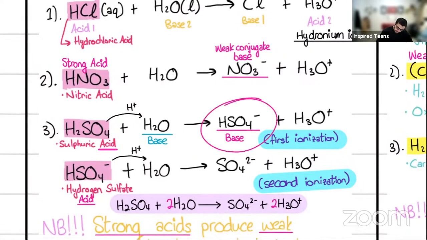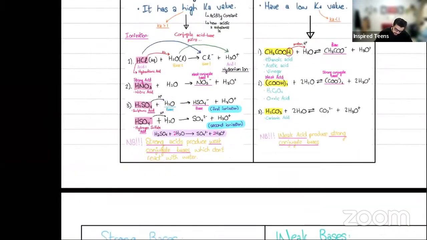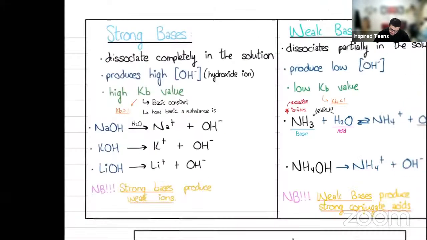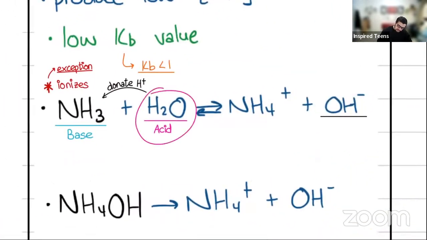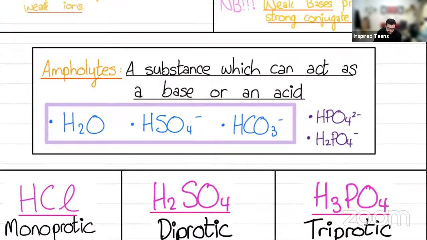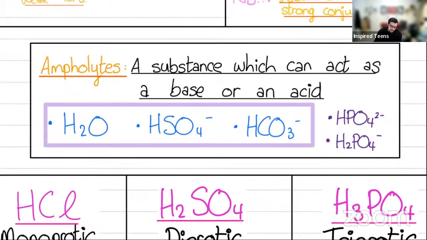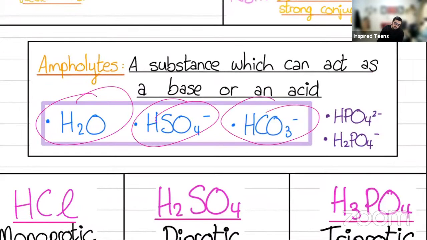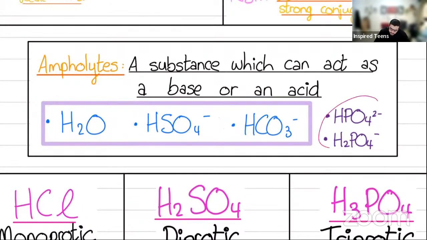And we saw it in HSO4 minus, and we see it in H2O as well, where in this acid ionization it acts as a base, but in this base ionization it acts as an acid. That's an ampholytic substance, known as an ampholyte, a substance which can act as an acid or base. H2O, HSO4 minus, HCO3 minus are the main common examples, but there are also HPO4 2 minus and H2PO4 minus, which you should know. Those are also ampholytes.